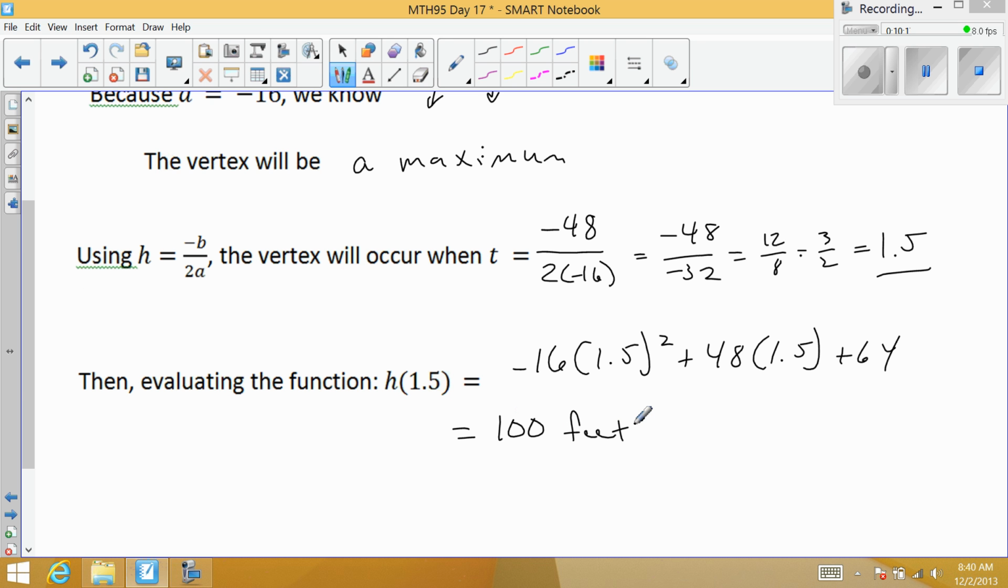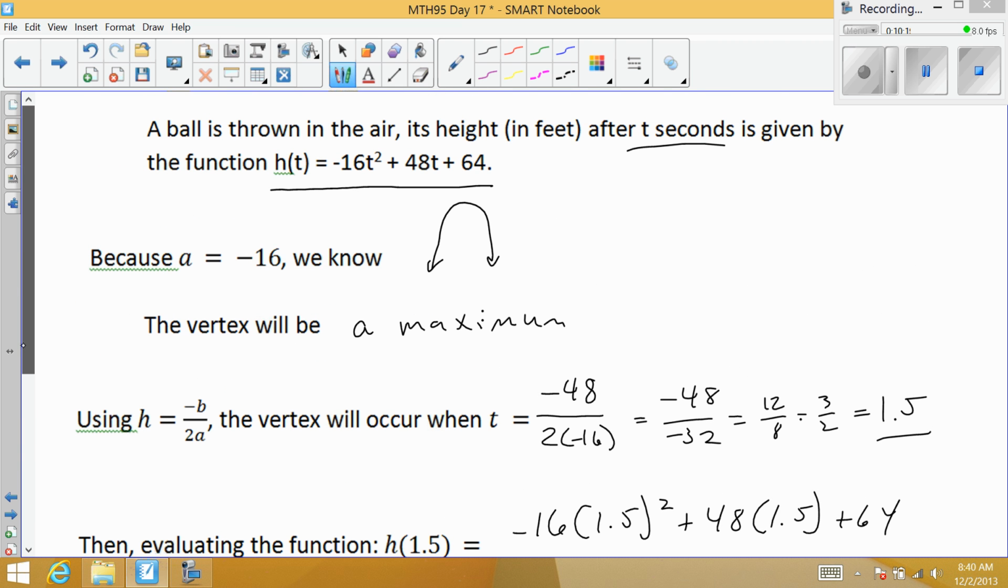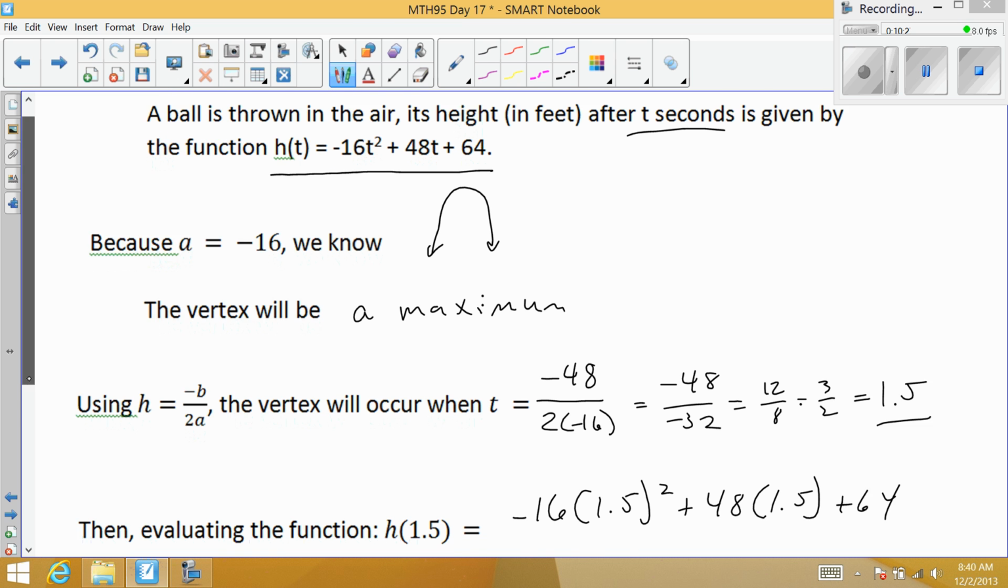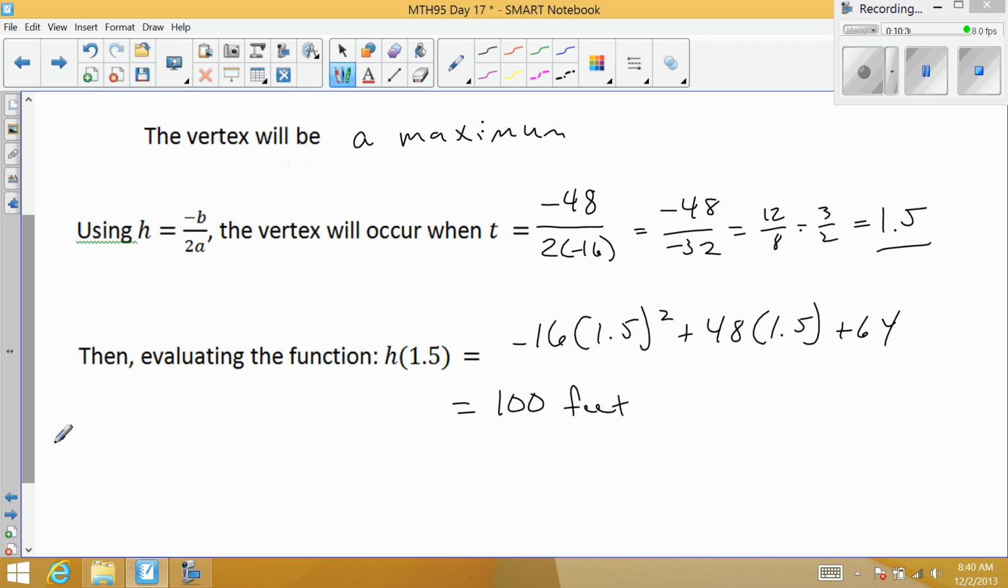So for this particular arc of a ball thrown in the air, starting at a height of 64 feet, initial velocity of 48 feet per second, negative 16 for gravity, the ball is going to reach its highest height after 1.5 seconds, and will reach that height at 100 feet.